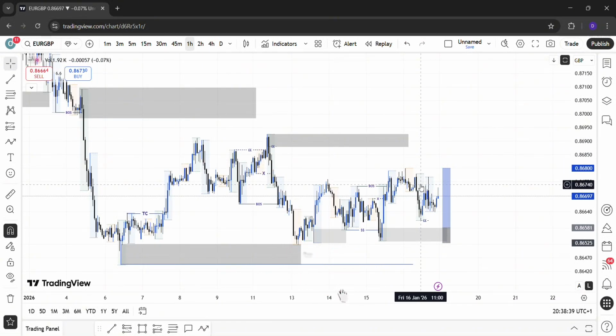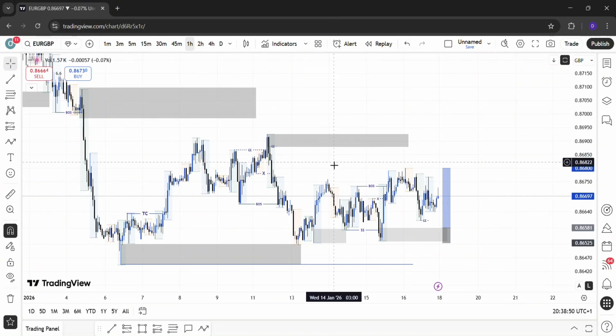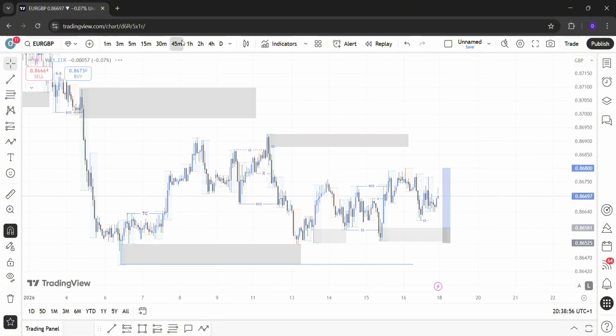Just like that. Whenever a pullback is happening, price is looking for supply and demand zones to get mitigation, to get energy, to get fuel from, to move in the intended direction, right? So if price is giving us a retracement, it might be to a fair value gap, a liquidity area, or most likely a supply or a demand zone.